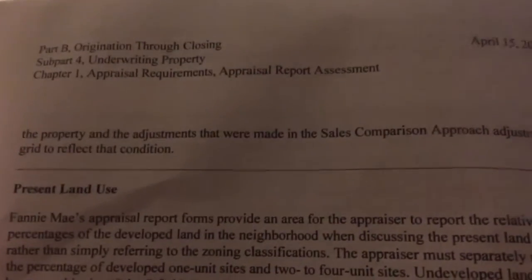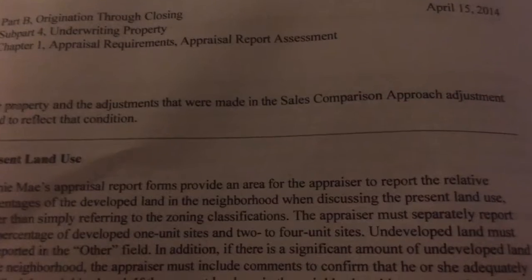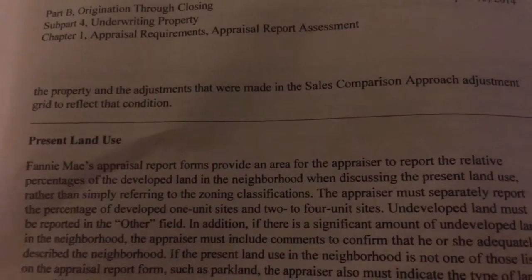Fannie Mae ANSI update number 139, page 50. The property and the adjustments that were made in the sales comparison approach adjustment grid to reflect that condition.